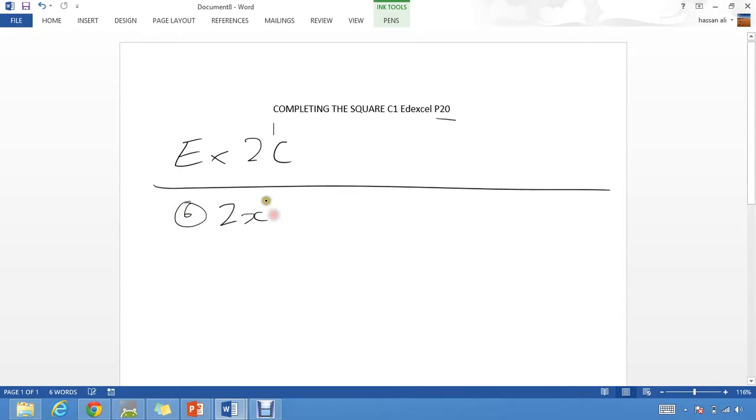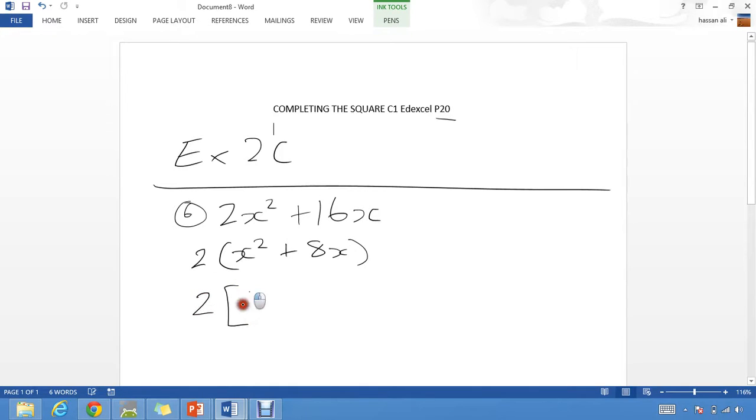We've got 2x squared plus 16x. What you do is take the 2 out, so we're factorizing, and then it's 8x. Now you just treat this as a separate entity. So you just complete the square on x squared plus 8x.